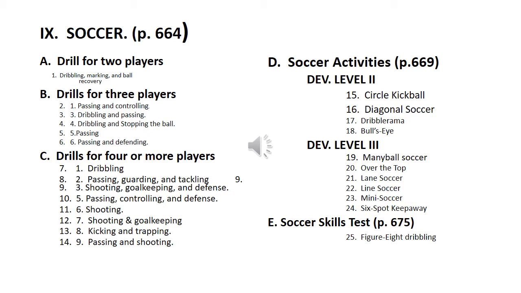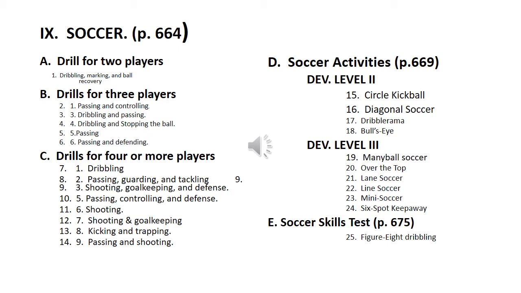Whoever picks number 4, dribbling and stopping the ball, is number 4. There's no diagram to include in that one. So make sure you put the proper figure, proper diagram with the correct activity. Whoever's number 5 will teach number 5 on passing. Figure 27.10 needs to be included in that diagram. Whoever picked number 6 will teach number 6, passing and defending, and you do need to include that diagram.